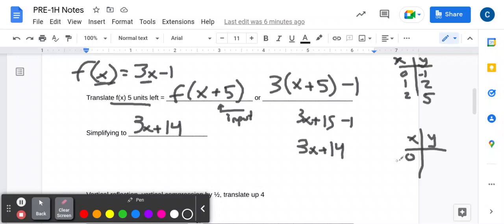3 times 0 is 0, plus 14 is 14. 3 times 1 is 3, plus 14 is 17. 3 times 2 is 6, plus 14 is 20. So we'd have the points 0, 14, 1, 17, 2, 20, etc.